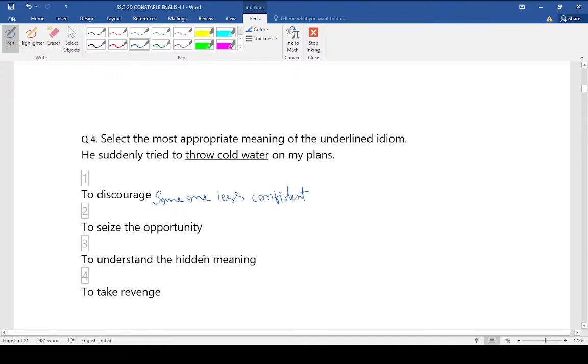Next, seize the opportunity means whatever the right time he gets, he will pick up the opportunity, and understand the hidden meaning behind that. And to take revenge means going against them. So accordingly, what will be the correct answer? Please find out. He suddenly tried to throw cold water on my plants means making him less confident. So accordingly, to discourage is the correct answer. So now we will go for the next question.